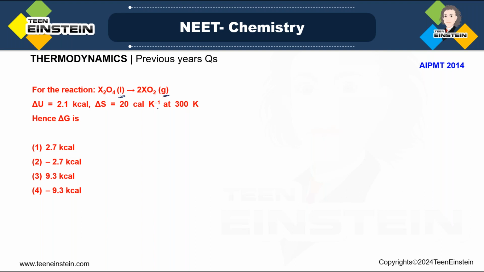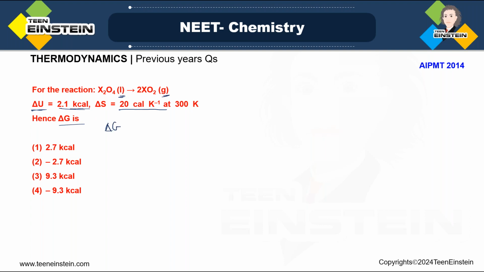Next we'll go to the reaction X2O4 liquid, which is producing 2 moles of XO2, another oxide, but this is gaseous. Del U value is given as 2.1 kilocalorie. Del S is given as 20 calorie. Again see, as I have said, mostly del S will be without kilo, but del H and del U will be in kilo, kilocalorie or kilojoule. At 300 Kelvin, del G value you have to find.